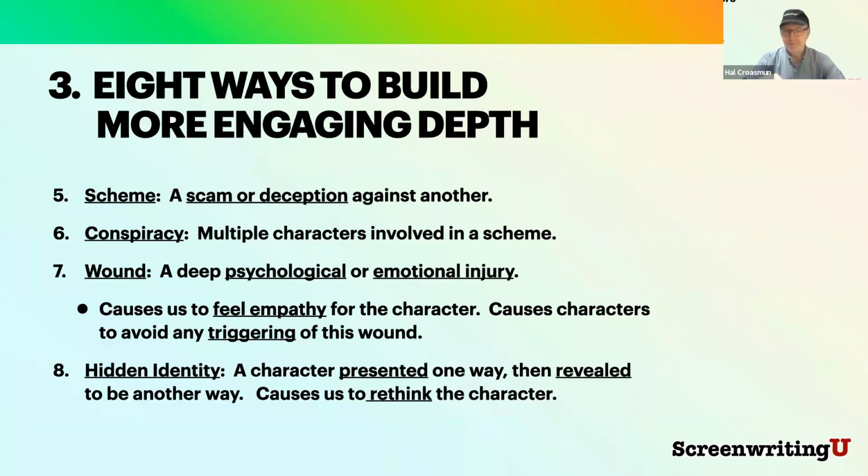And then number 8, a hidden identity. A character is presented one way, then revealed to be another. A lot of times that shows up as a layer being revealed about this character. We thought they were one thing, and then it turns out that they're another thing. It causes us to rethink the character, and it causes us to rethink the story up until that point. Love having these kinds of things.